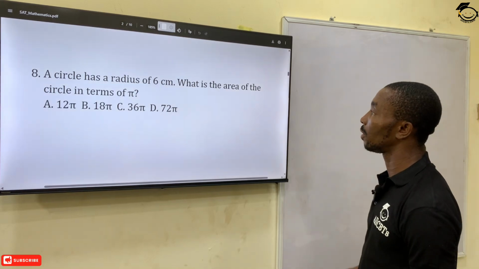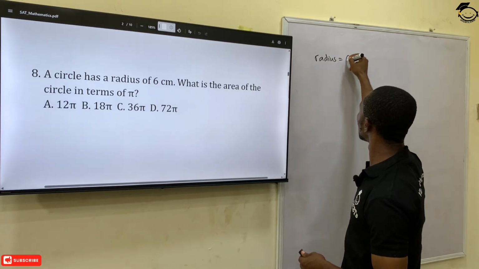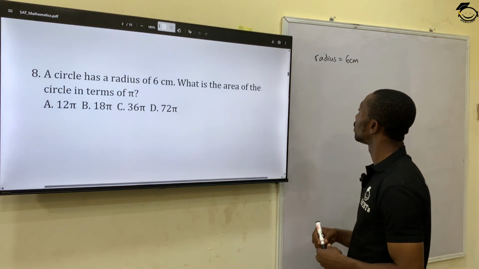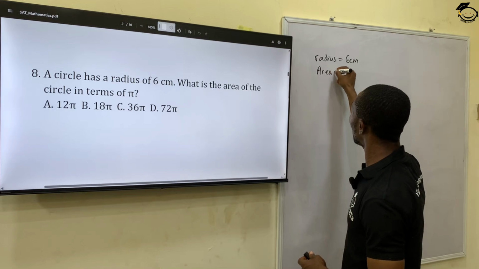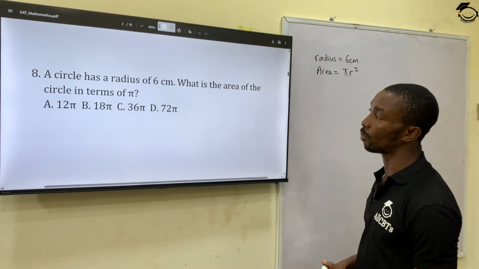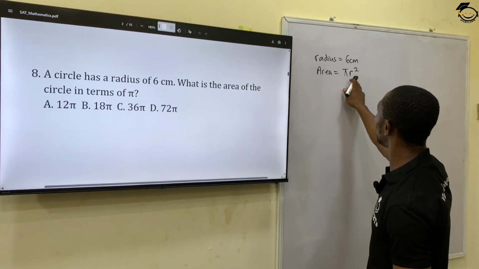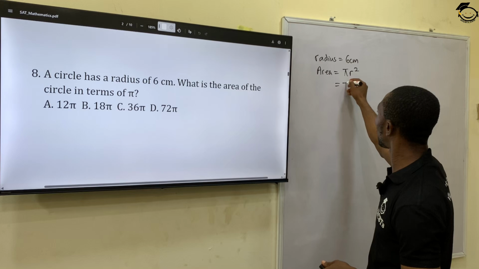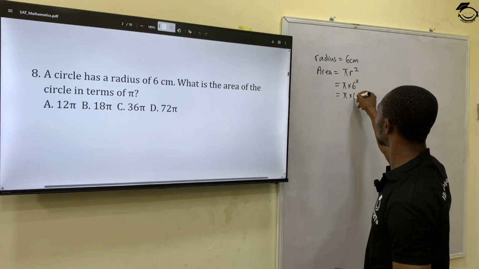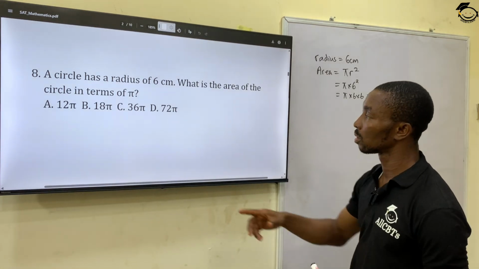A circle has a radius of 6 cm. What is the area of the circle in terms of pi? So we are looking for area of circle, and we know that area of circle is pi r squared. Now, since they said in terms of pi, we do not need to put the value of pi. Okay, so our radius is 6 cm, so our area will become pi times 6 squared, and we know that 6 squared is the same thing as 6 times 6, which will give us 36 pi, which is option C.